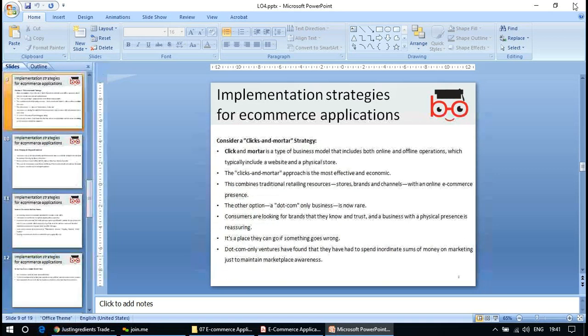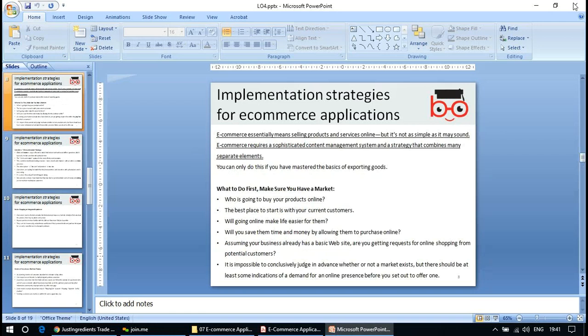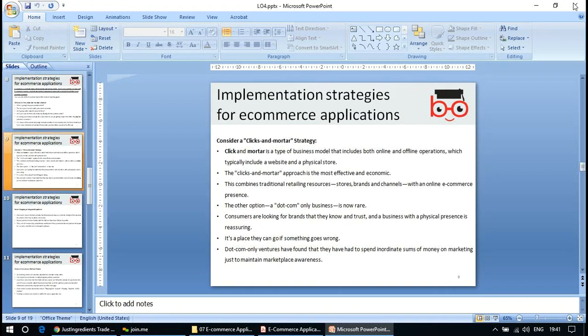Okay, so next is consider a clicks and mortar strategy. Clicks and mortar is a type of business model that includes both online and offline operations, which typically include a website and a physical store. So first thing is what to do first, make sure you have a market, and next is that clicks and mortar means that you should have an online as well as offline presence, so that for any brand you want to sell, customers can build their trust in you.